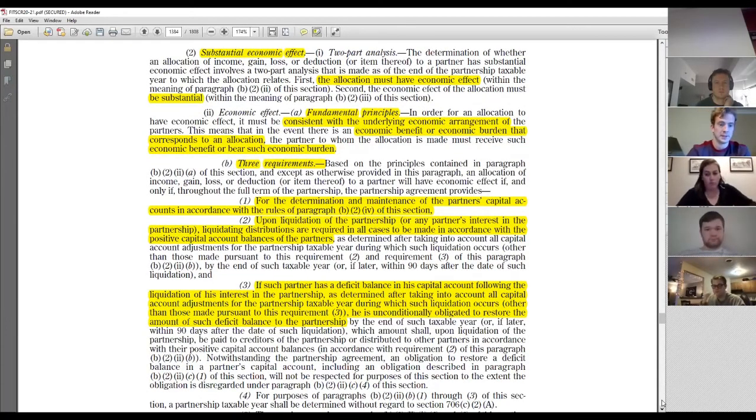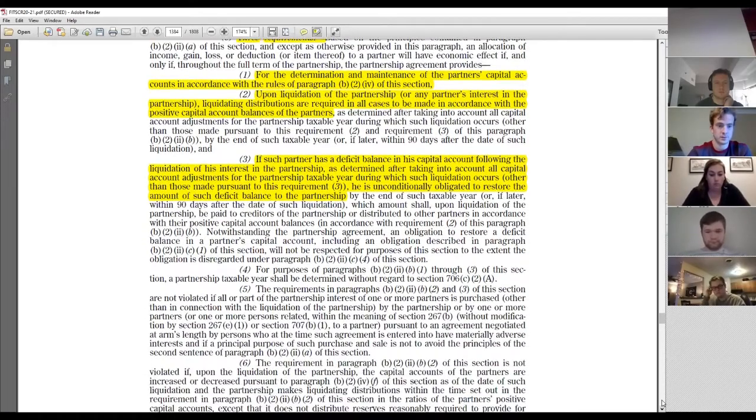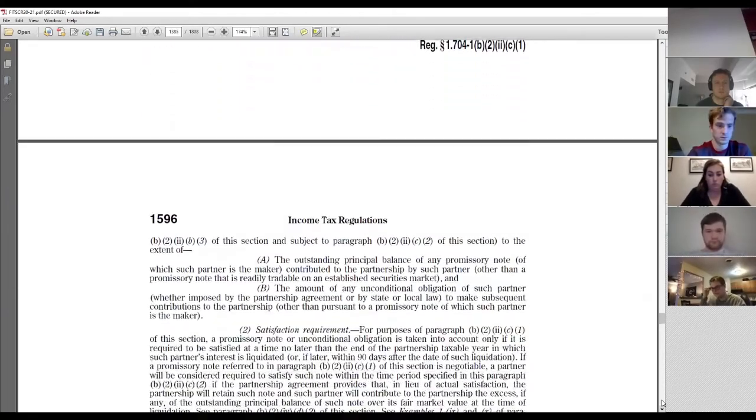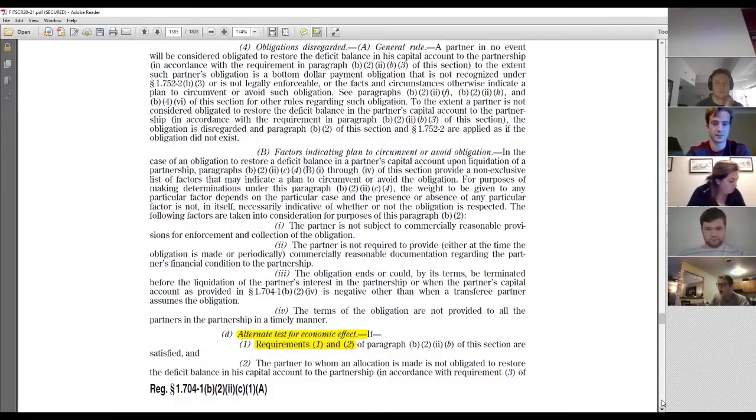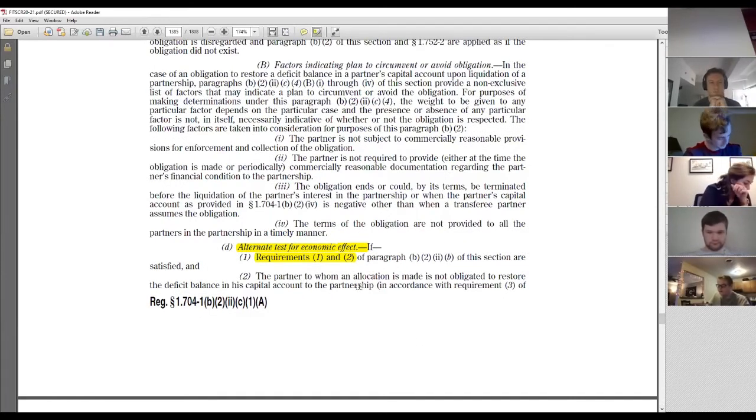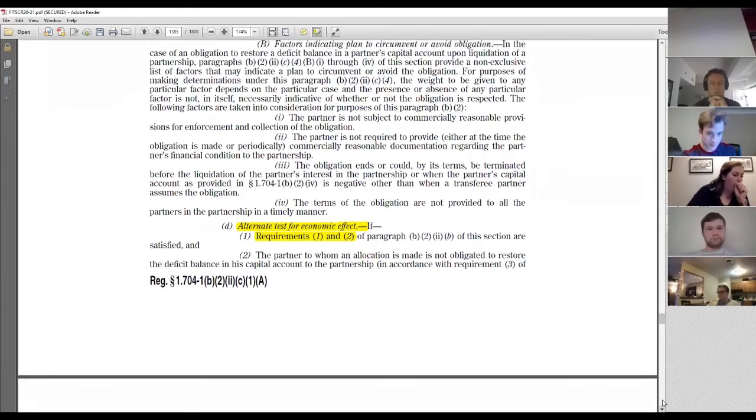Okay, so the alternate test is on the next page, -1(b)(2)(ii)(d), this alternate test for economic effect. So this test is actually pretty straightforward. Students have a tough time with it. I think there's a lot of cross references and a lot of language, but it's really not that hard. And so I think, again, if you really struggle with the language, you'll eventually get it, and then you're on to the next thing.